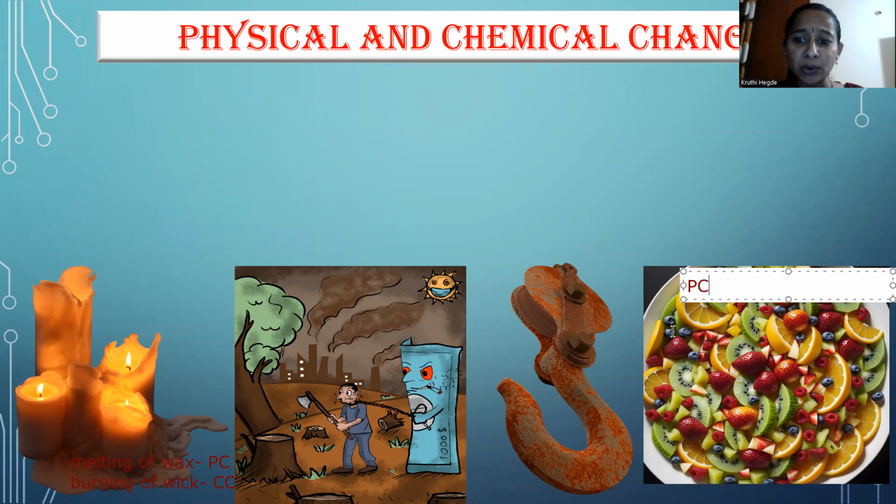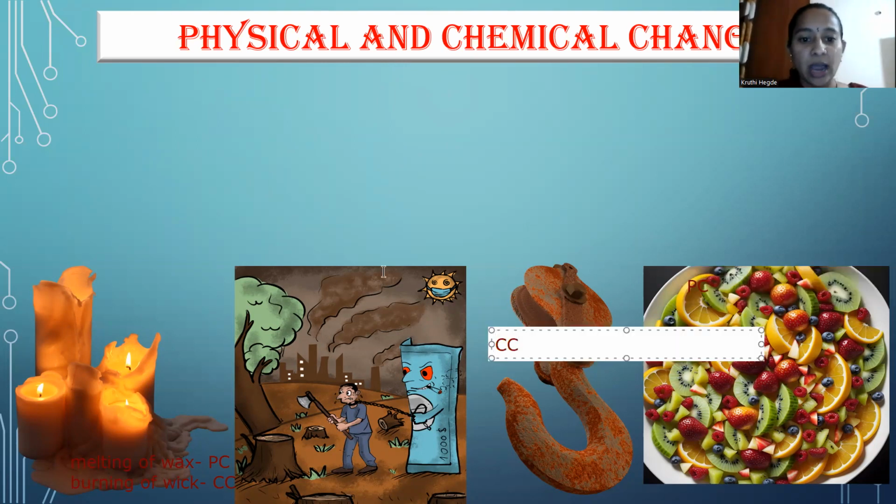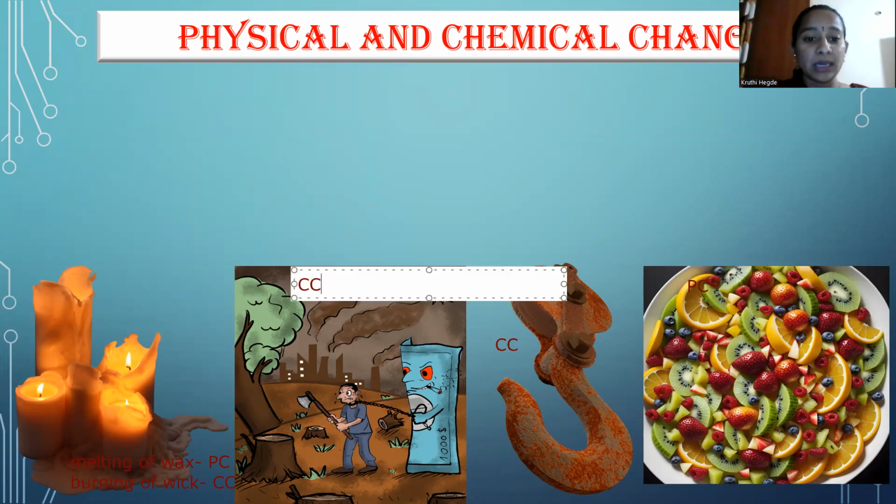Grapes may be a little sour, whereas strawberry can be a little sweet, or if banana is added, that may be a little sweet. So their properties remain the same, their nature remains the same. So making fruit salad is a physical change, whereas rusting of iron is a chemical change, and cutting down of a tree is a chemical change. Okay? So moving ahead.